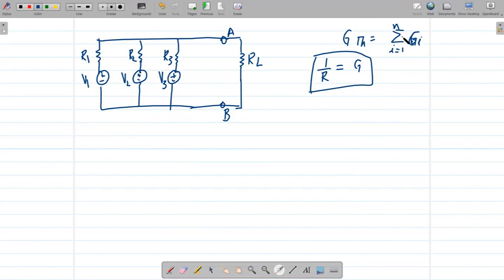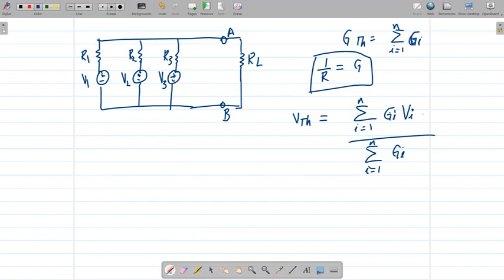And then what is the voltage going to be? The Thevenin voltage V Thevenin is sigma i from 1 to n of Gi times Vi over sigma i from 1 to n of Gi, right? That was the equation we saw on the previous page. It was V1 by R1 plus V2 by R2 plus V3 by R3, so that's like V1 G1 plus V2 G2 plus V3 G3. The denominator is 1 by R1 plus 1 by R2 plus 1 by R3. That's sigma Gi, which is the same as G Thevenin, right?